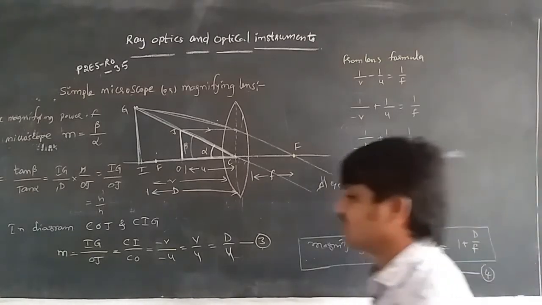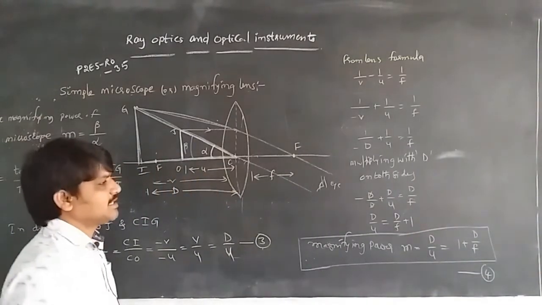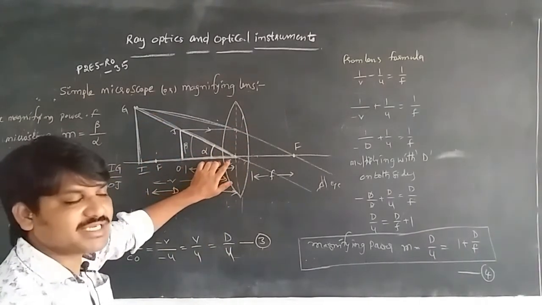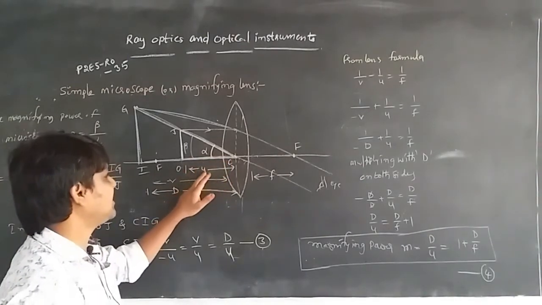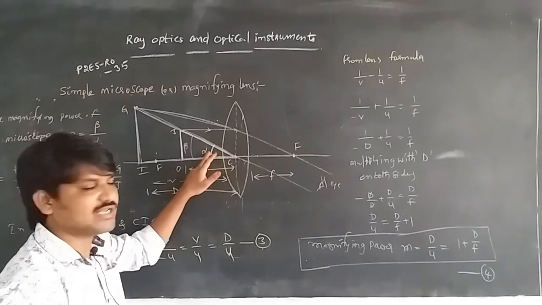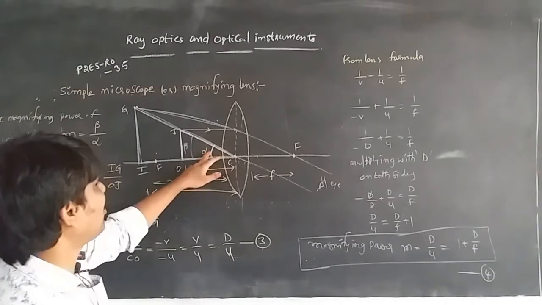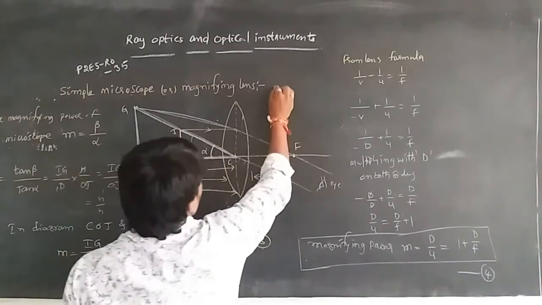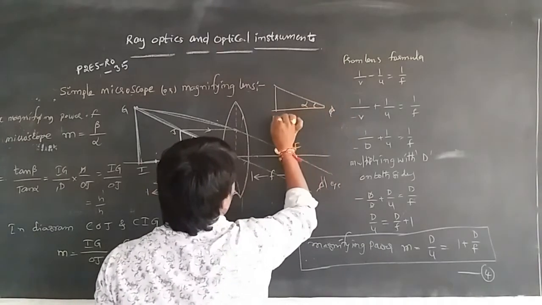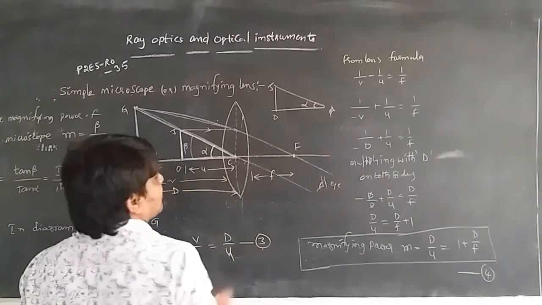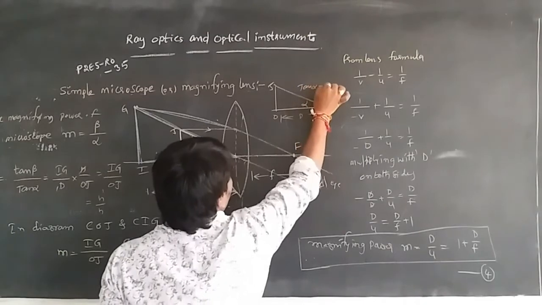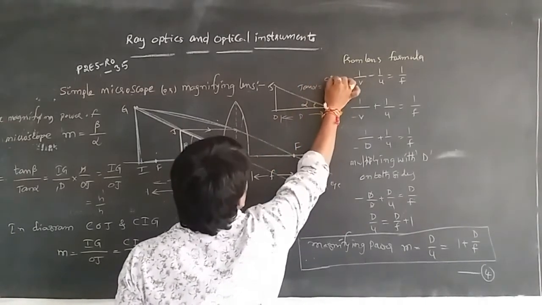Once again, before placing the lens, the object is placed at the distance of distinct vision D from the eye. Then the angle subtended by the object, the visual angle, will be alpha. Whenever the object is placed naked to the eye, at a distance of D, we get tan alpha equal to OJ by D.